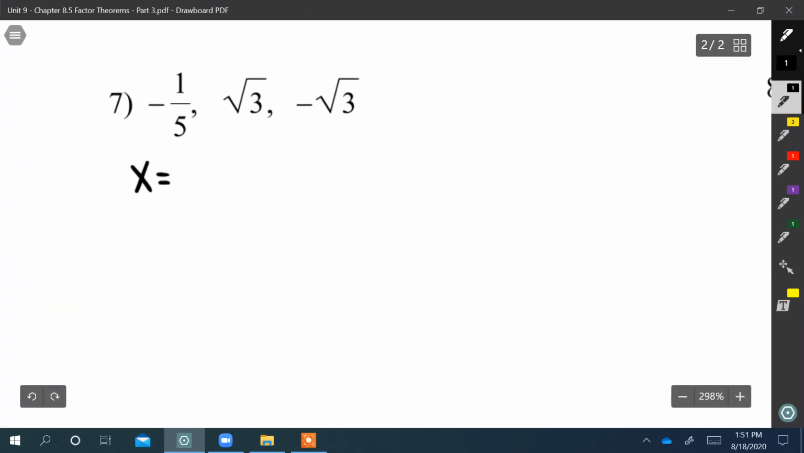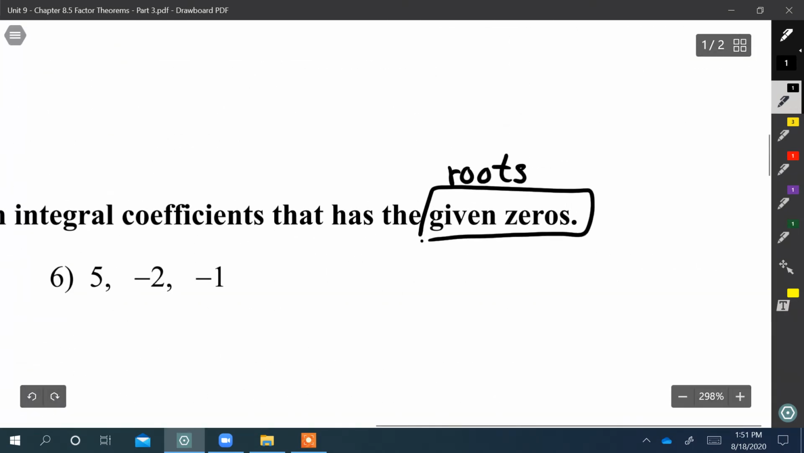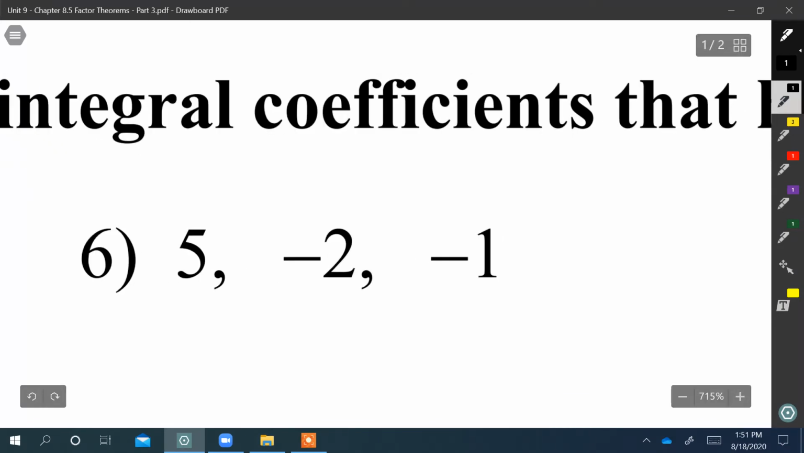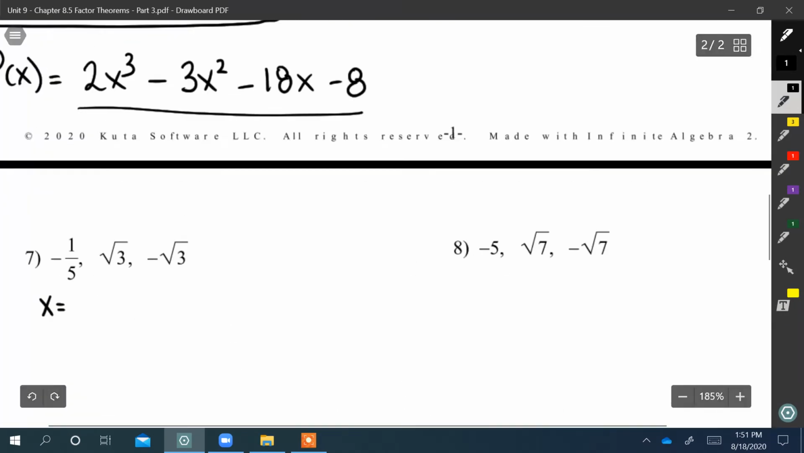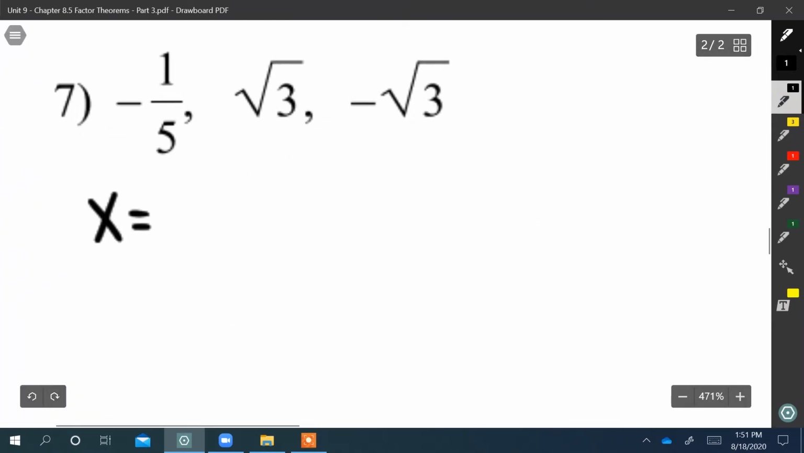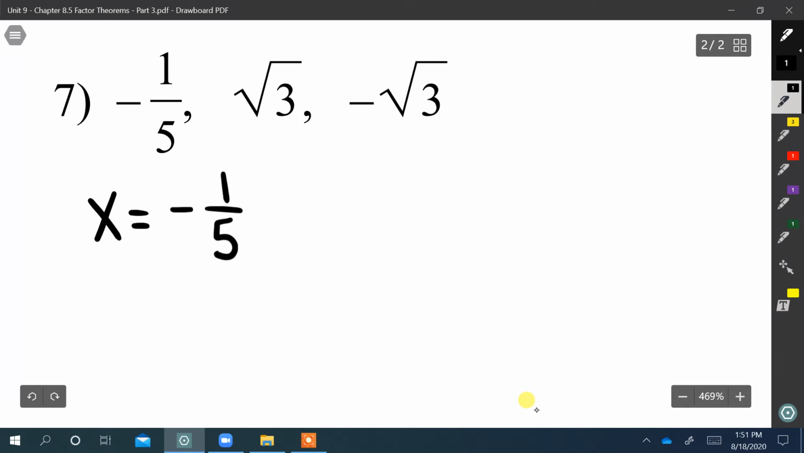All right, number 7. Hopefully you paused the video for 6 and then you did number 7. So for 6, it was this. If you haven't paused the video, pause the video and work on that one there. All right, number 7. Let's talk about this one here. So we want x to equal negative 1 over 5. We want x to equal square root of 3. And we want x to equal negative square root of 3.